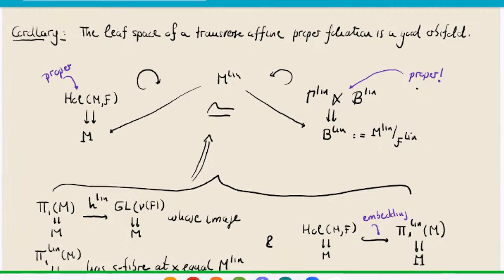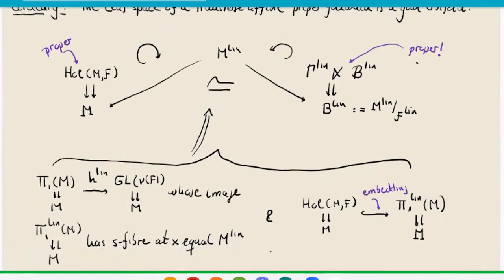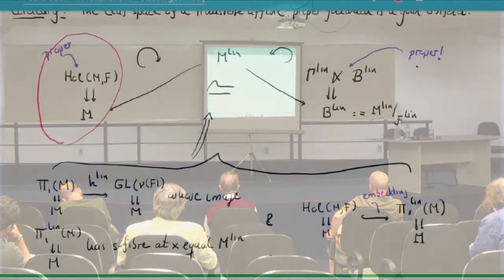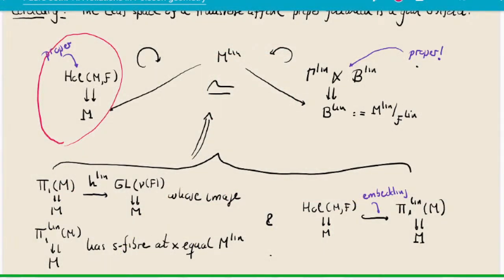Now, if the leaves are not compact, the situation is a little bit more complicated, but perhaps the catch is that if you use very, very standard methods from Lie groupoid theory, you can equally deduce that the leaf space of the foliation is a good orbifold. What you'll be doing is basically setting up a Morita equivalence between the holonomy groupoid of your proper foliation with transverse affine structure and the action of the linear holonomy group on the base of the linear holonomy cover.